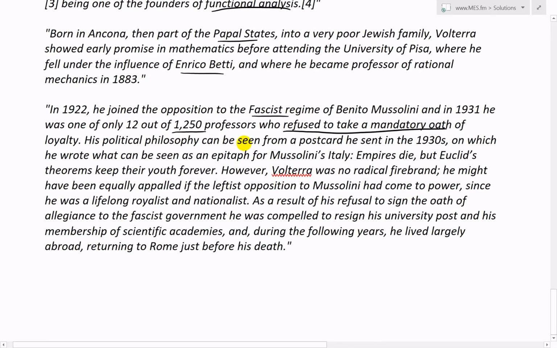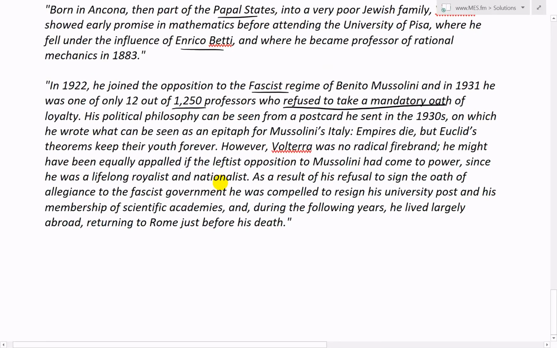That's quite remarkable. His political philosophy can be seen from a postcard he sent in the 1930s, on which he wrote what can be seen as an epitaph for Mussolini's Italy. Empires die, but Euclid's theorems keep their youth forever. That's quite interesting. There should be a quotation over it.